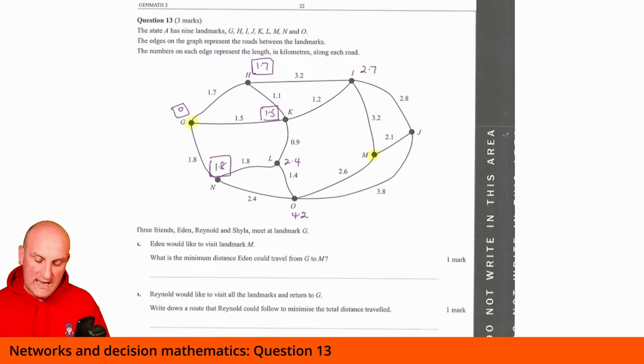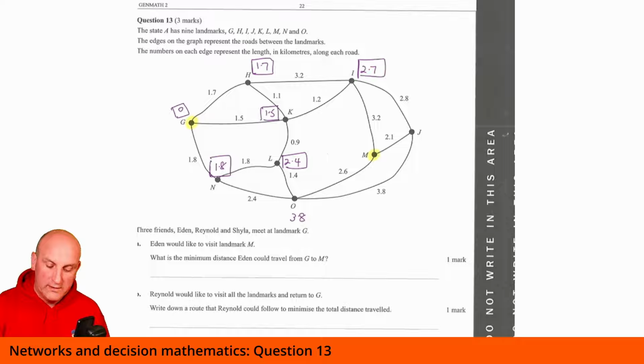Getting closer and closer to M. How exciting is this? Right, where are we now? Smallest value would be 2.4. So there's my 2.4. 2.4 plus 0.9, not smaller than that 1.5. 2.4 plus 1.4 gives me 3.8. So that becomes 3.8.